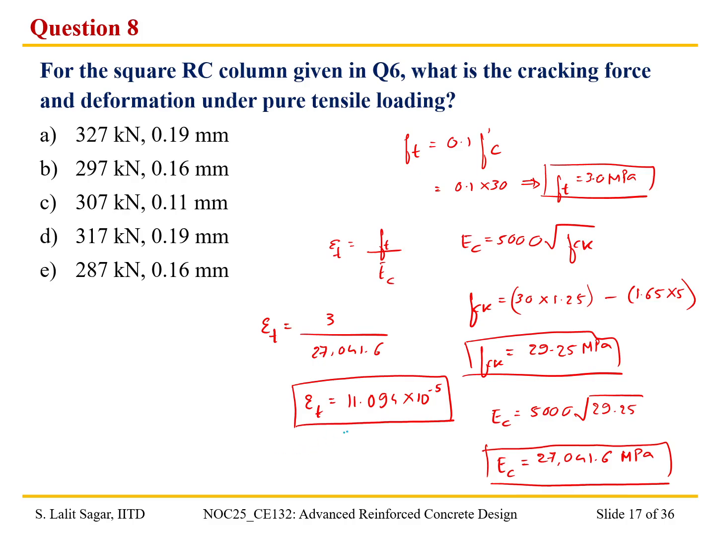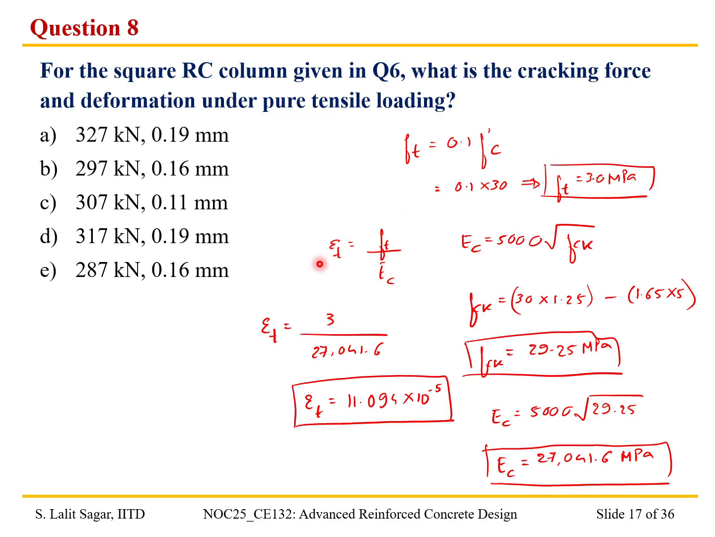Okay, so I'm going to just explain what I have done so far. Up until now, the procedure has been the same to determine the cracking force for the plain concrete column. First, we determine the stress corresponding to the cracking in the concrete, or its tensile capacity, that is 0.1 into F prime C, that is 3 MPa.